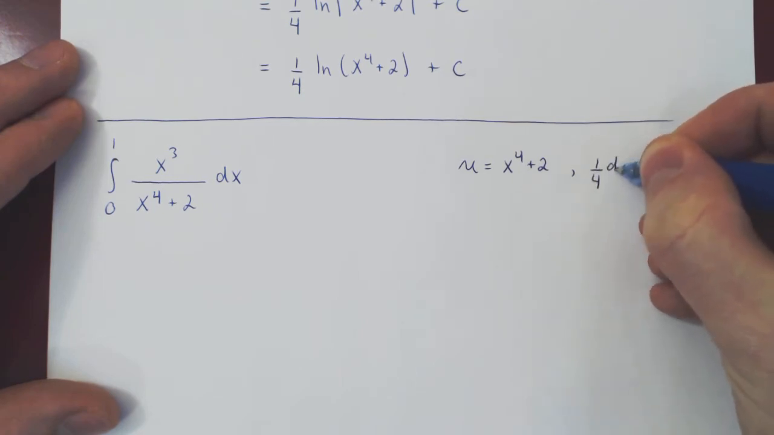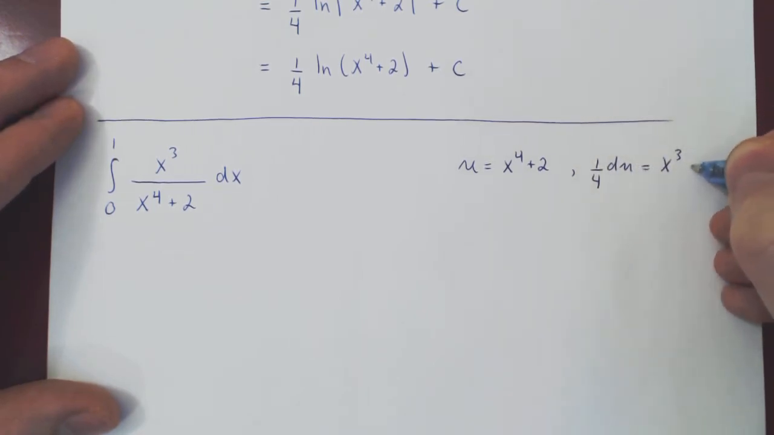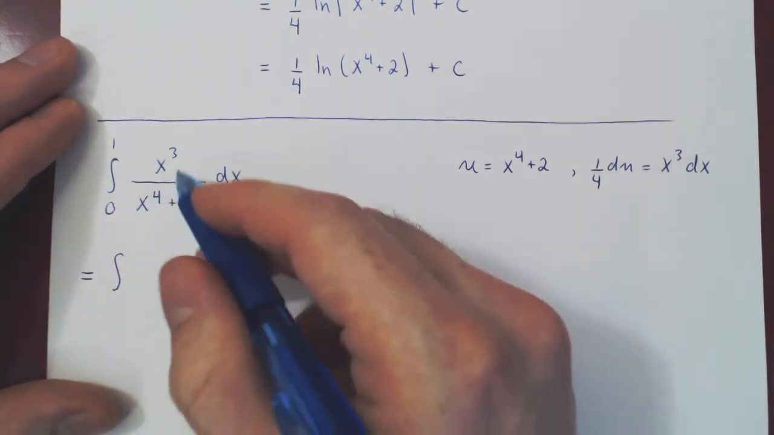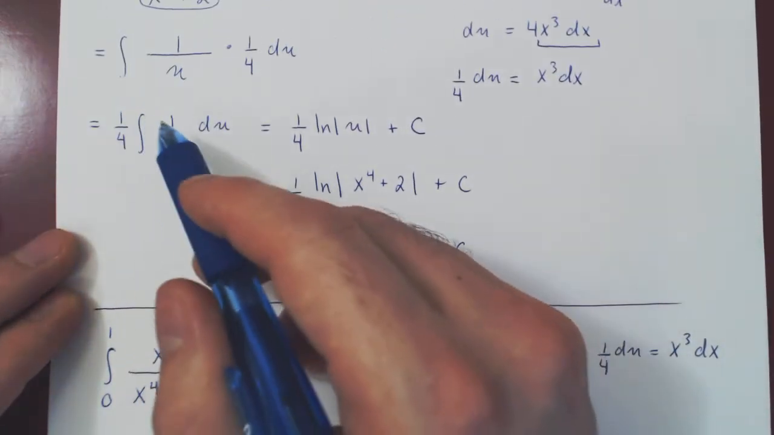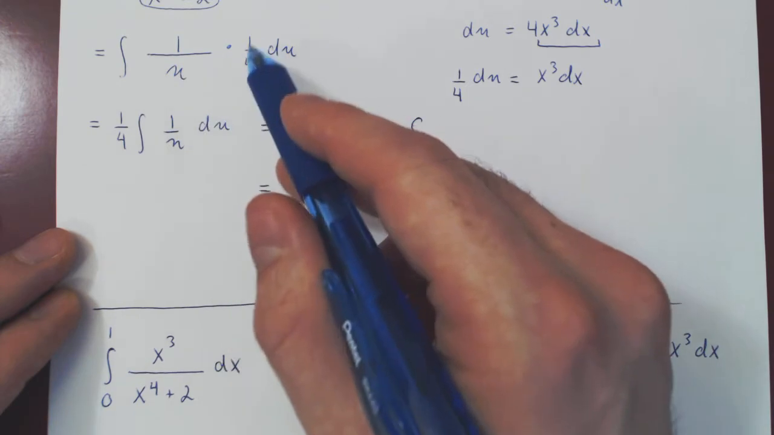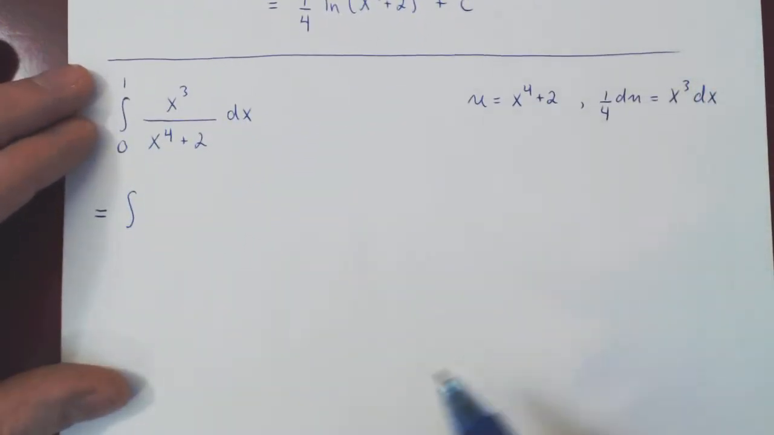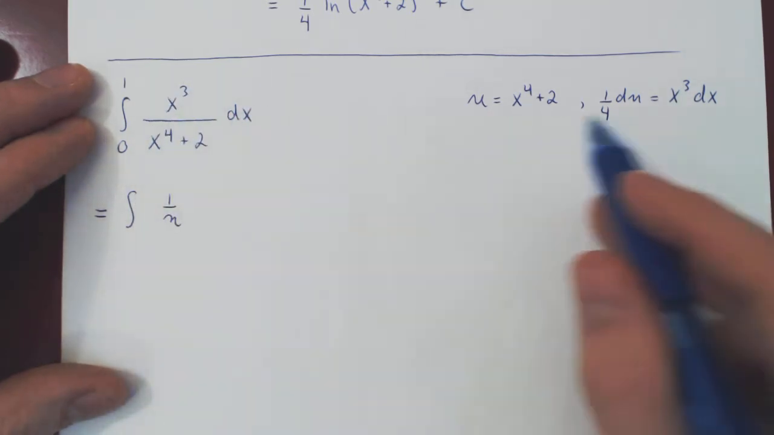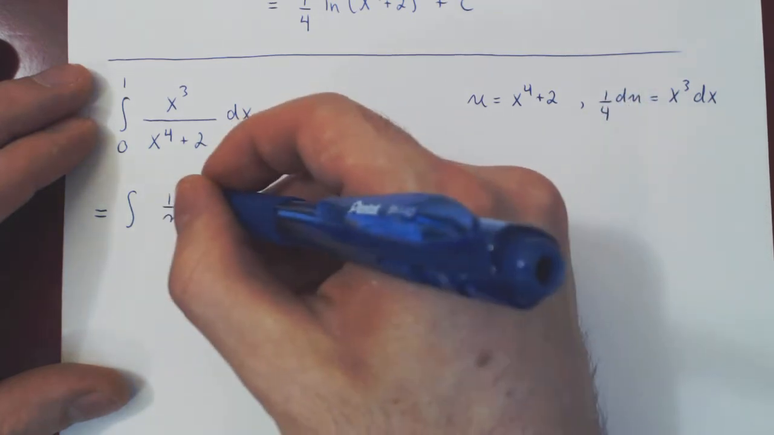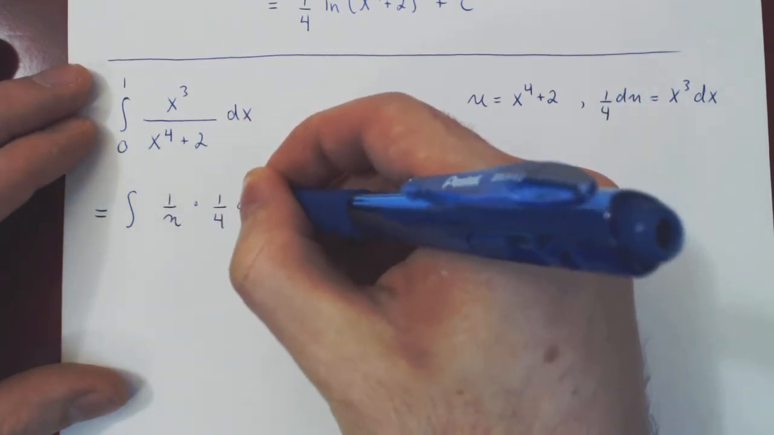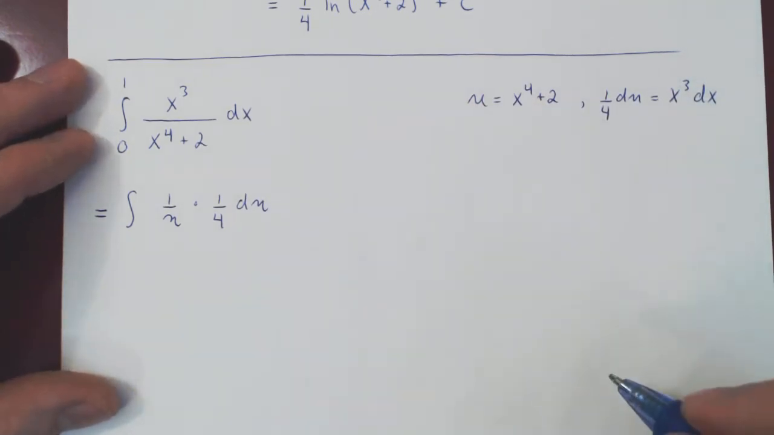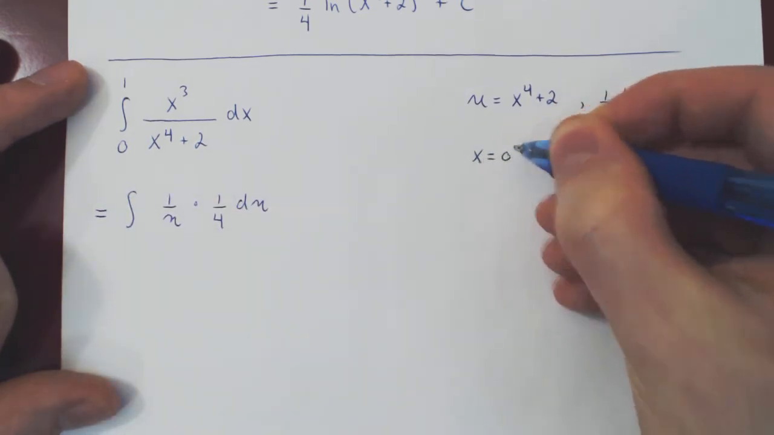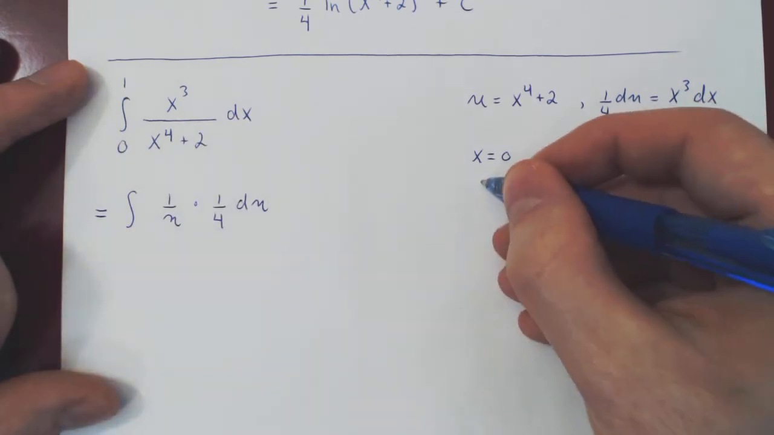So a quarter du was our x cubed dx. So the integrand, not worrying about the bounds, will be the same as before, right? It will be simply 1 over u, 1/4 du. 1 over u times x cubed dx. X cubed dx is a quarter du. So 1 over u times a quarter du. But now we have to find the new bounds of integration, right? This is saying x is equal to 0. This is saying x is equal to 1.